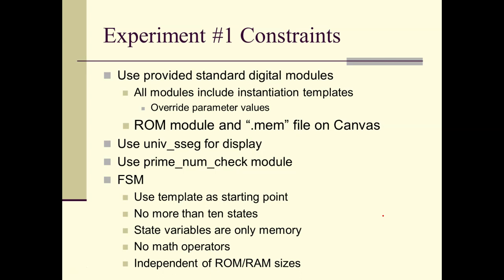So this is using the universal 7-segment display device, which has a 2-number mode. That's the mode you're going to use. There's also a provided prime number checker module, which we'll talk about later. You're going to use that also.